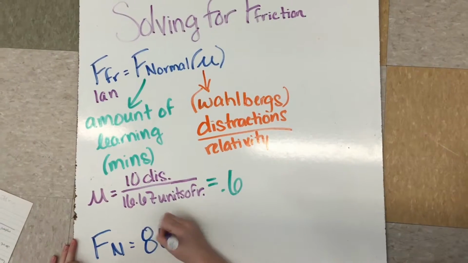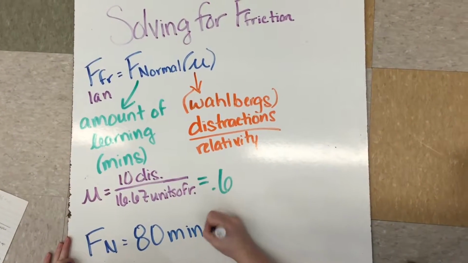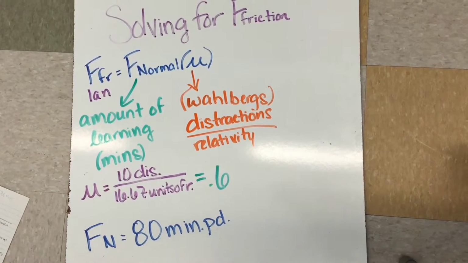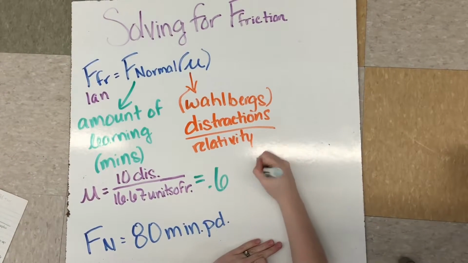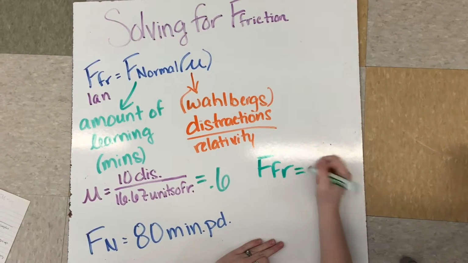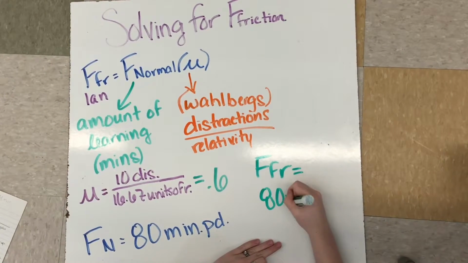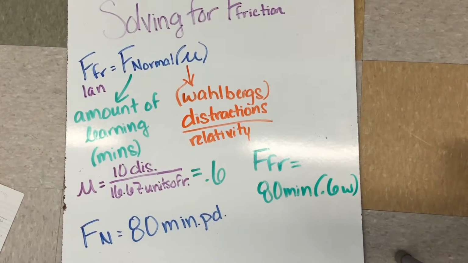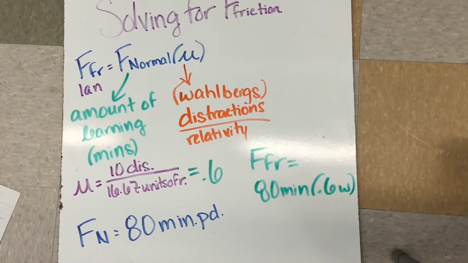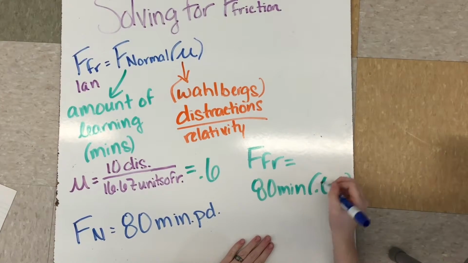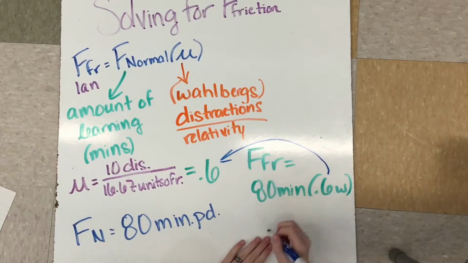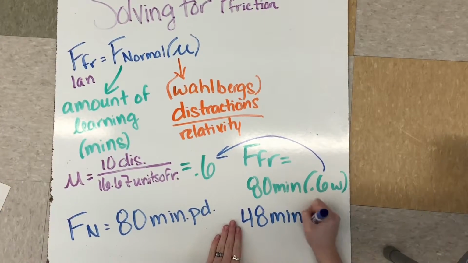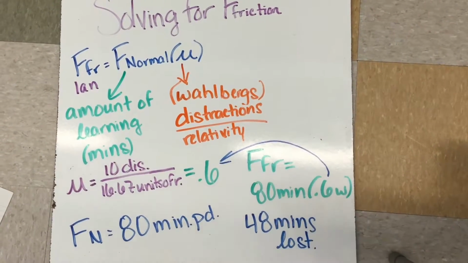And in the case of a physics class, our normal class period is 80 minutes long, meaning our normal force is 80 minutes. And if the force of friction equals mu times the normal force, that is 80 minutes times 0.6. And that gives us 48 minutes lost due to En's distractions.